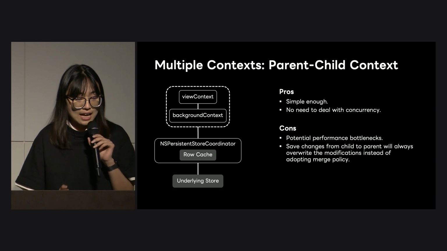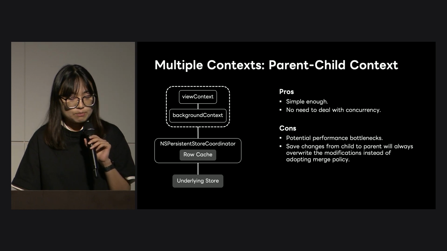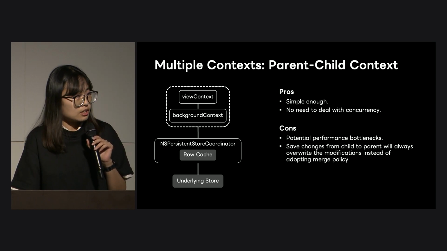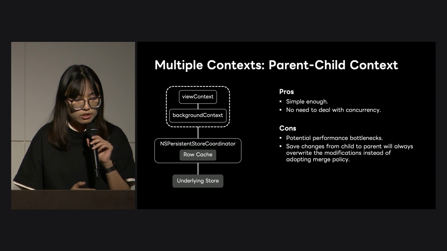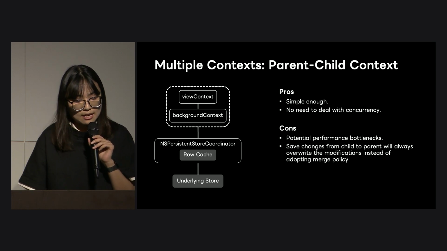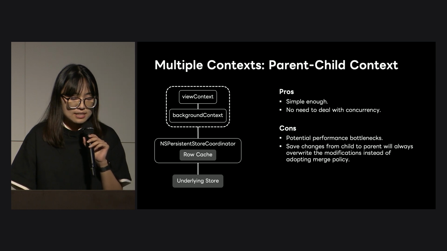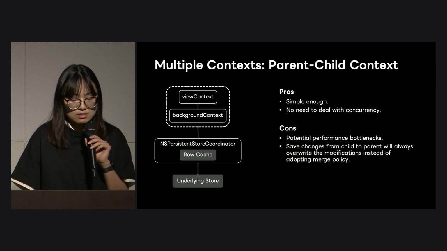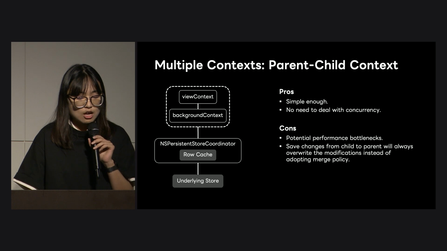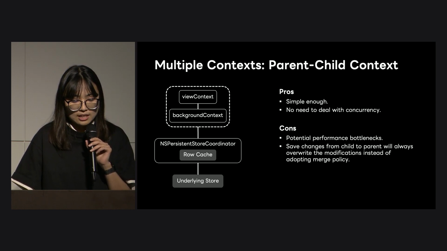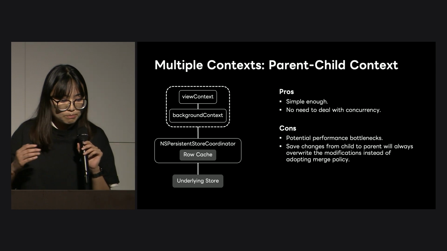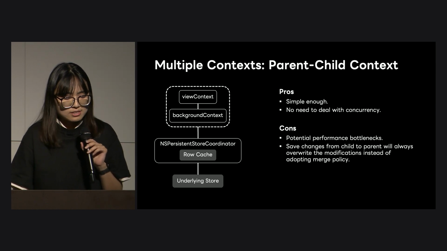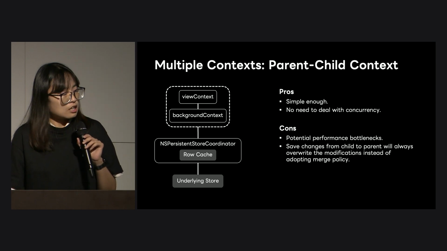Interestingly, we can also nest contexts. This is known as the parent-child context structure. In this structure, changes made in the view context must go through the background context to be saved. Compared to the basic stack, we can move heavy tasks to a background thread, which helps reduce UI blocking, and compared to the independent context structure, no need to manage concurrency at all. That's a big plus. But of course, it's not without downsides.